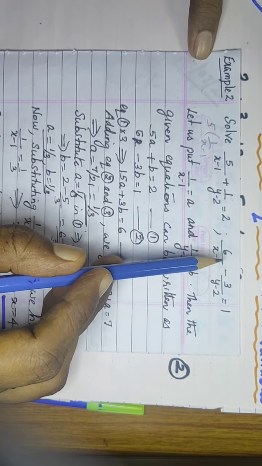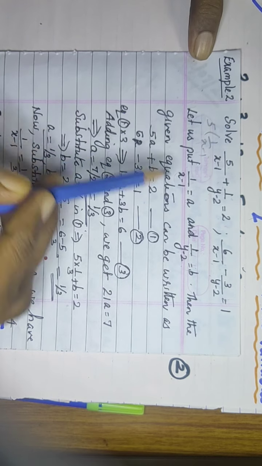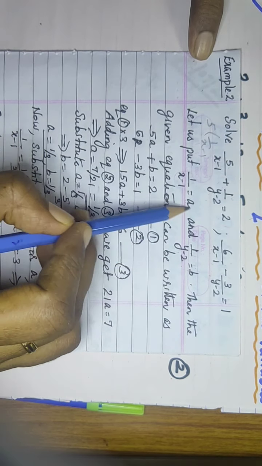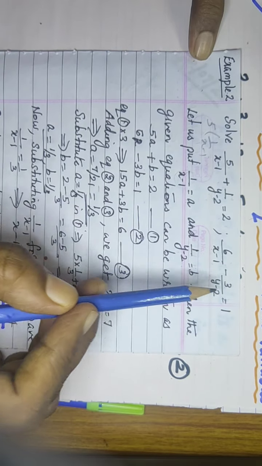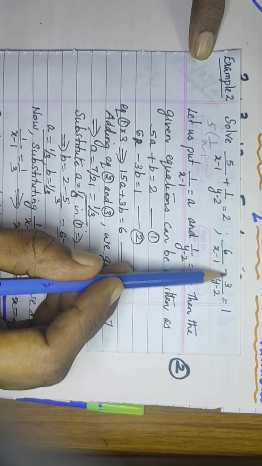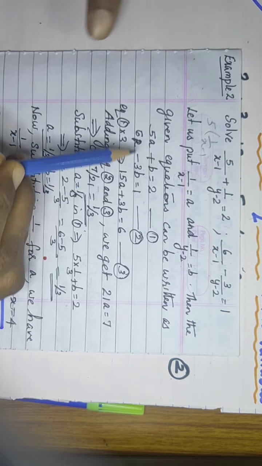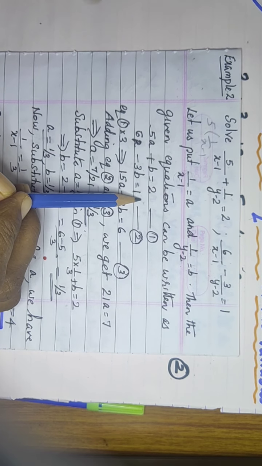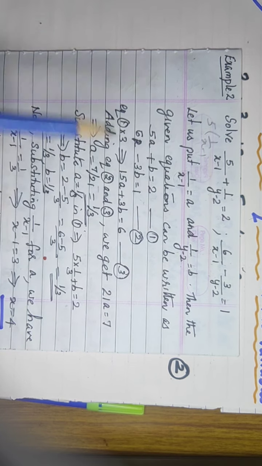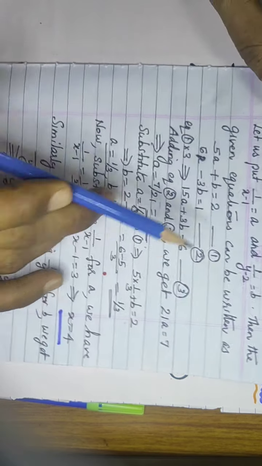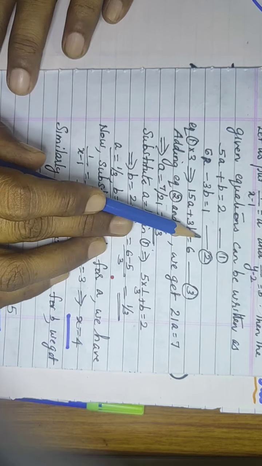Same way, the second equation: 6 into A, because 1 by x minus 1 is A, minus 3 into 1 by y minus 2, which is B, so minus 3 into B is equal to 1. So now these two equations are in linear form where the variables are A and B. Now again, you can solve by any method you like.